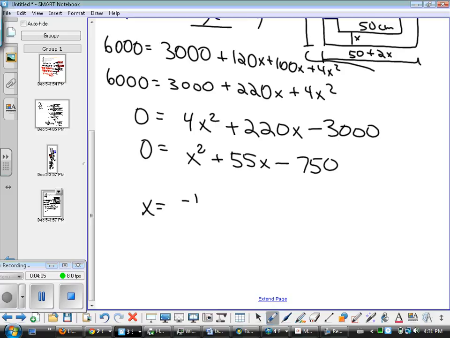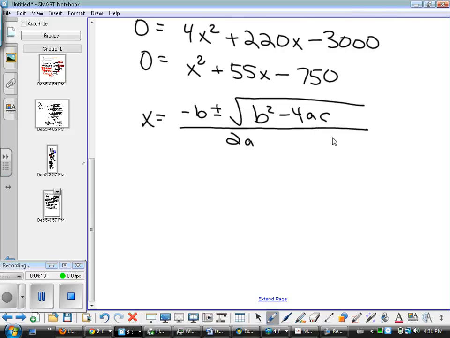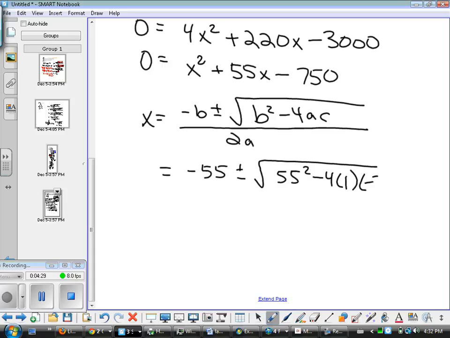So x equals negative b plus or minus the square root of b squared minus 4ac all over 2a. If you were actually in my class, I would probably one day just say you're not leaving until you recite this for me from memory. And then I would make you stay here until you could say it to me as you tick it out. Okay, this is really important for you to memorize. So negative 55 plus or minus the square root of 55 squared minus 4 times 1 times negative 750, all over 2 times 1.